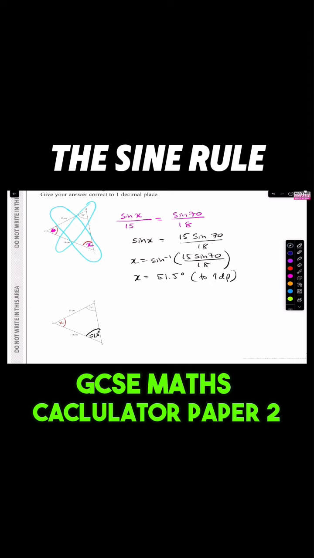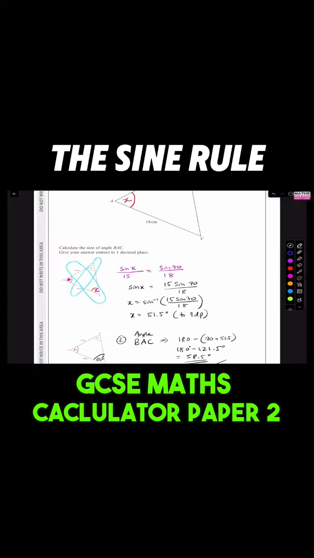The angles in a triangle add up to 180. So step number 2 is to find the angle BAC. All I need to do is 180 minus, add up the other two angles, so 70 plus 51.5. I get 180 minus 121.5, and then that gives me 58.5 degrees. And that's my final answer.